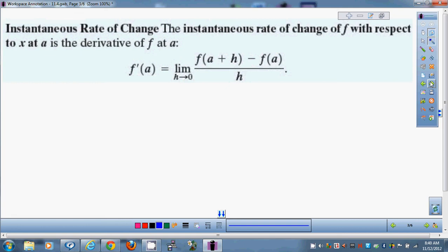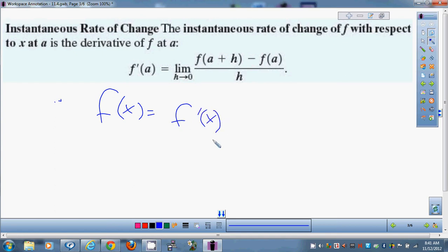F prime of a. That's what that little tick mark is called. It's called prime. That's going to give us the derivative. This is the derivative function of f of a. Every function f of x has a derivative f prime of x.